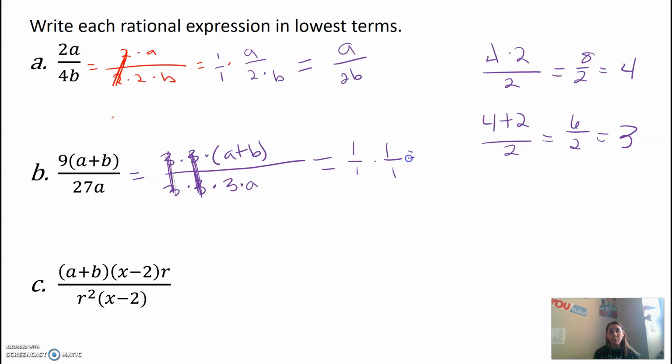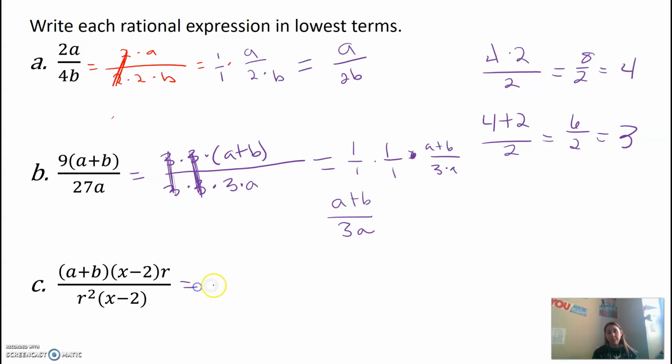So then I end up with times, this is times not equals, times A plus B over 3 times A. So then my final answer, my fully simplified answer of all of this would be 1 times A plus B, which is A plus B over 3A. Okay, so the top here is all in its factor. A plus B is its own factor, because it's in parentheses.